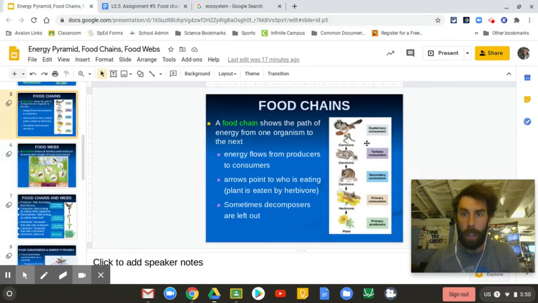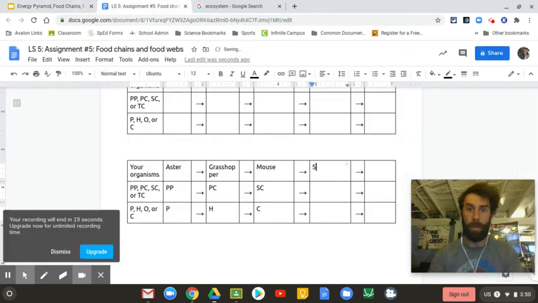Okay, and the third is a snake. That is a tertiary consumer, and it is also a carnivore, okay? So you can see how I'm putting my organisms in this row, and I'm labeling them in these two rows. Hopefully this helps you with your assignment.